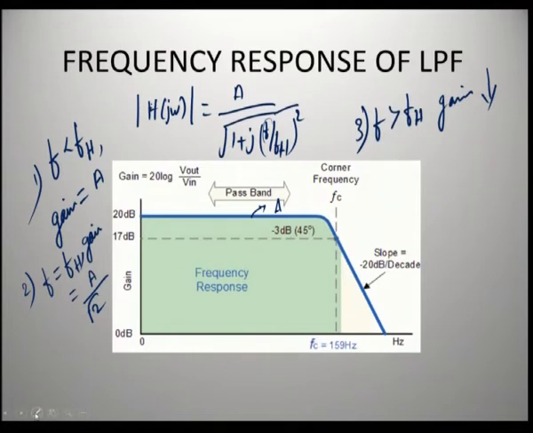If f is equal to f h, then we derive the transfer function of the filter as A by root 2. So, this is minus 3 dB, that is said to be A by root 2. So, this is the corner frequency. Here the gain is reduced by 3 dB if you calculate in dB. So, it is A by root 2 normally, and if f is greater than f h, the gain of the filter is getting reduced at the rate of minus 20 dB per decade. So, this is the frequency response of the first order low pass filter.